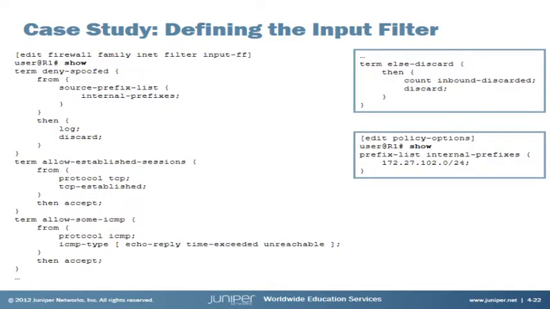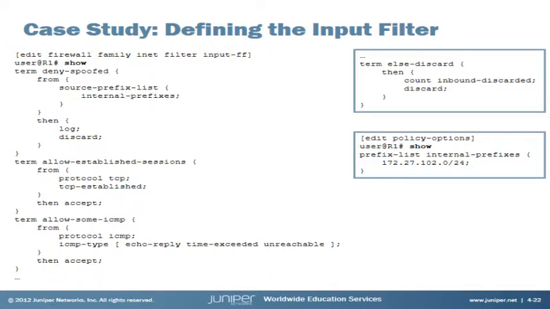It's all good. Now we've got our input filter, deny spoof, source prefix, internal prefixes. Now I have got a little list over here, which is a prefix list called internal prefixes, where I have got my internal prefix set up over there. The beauty of using a list in a filter is that if I ever want to add prefixes into my filter, all I have to do is go over here and edit my list. I don't have to mess around with my filter itself. I just add stuff to my list, and we're all happy.